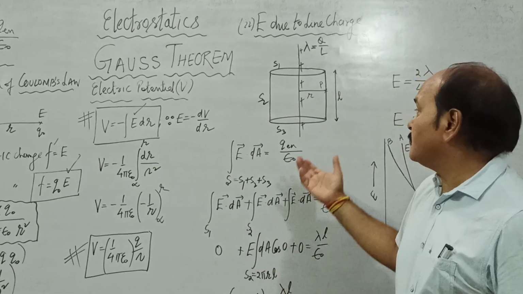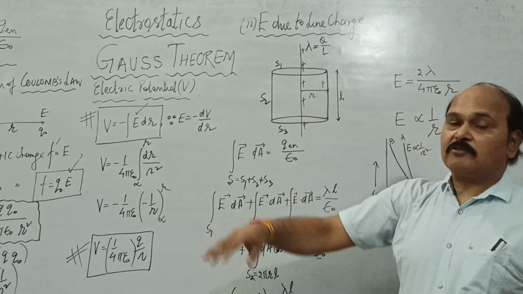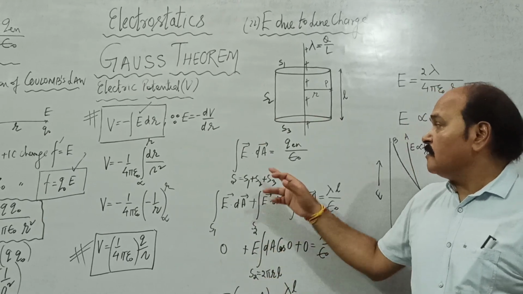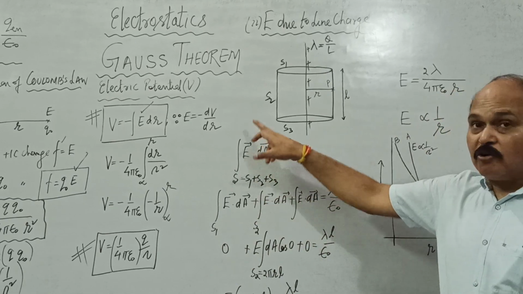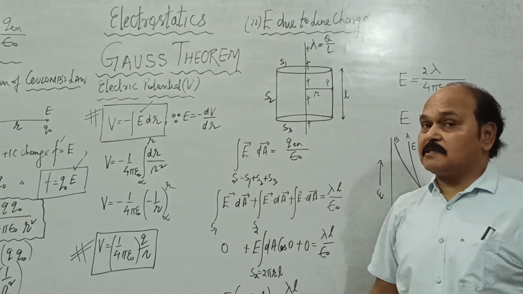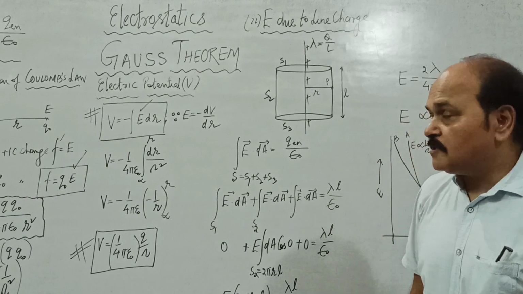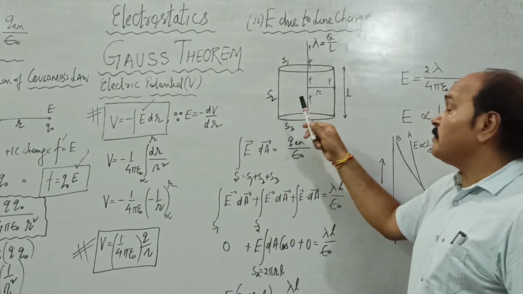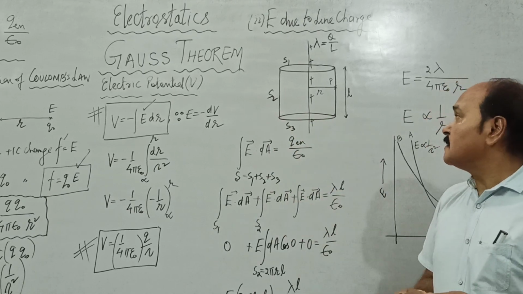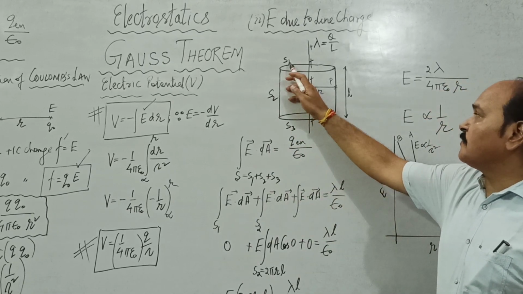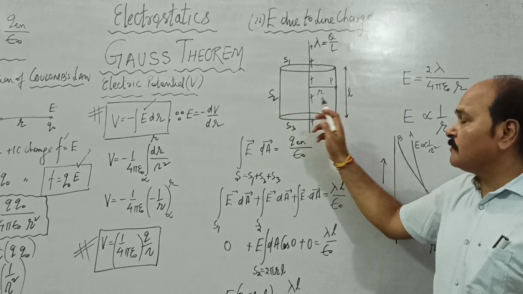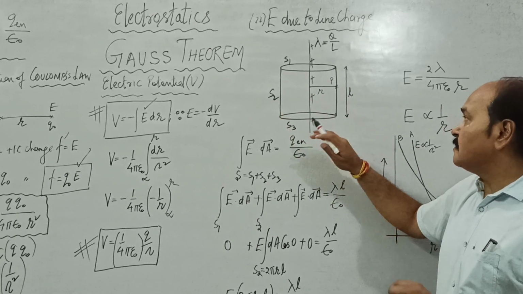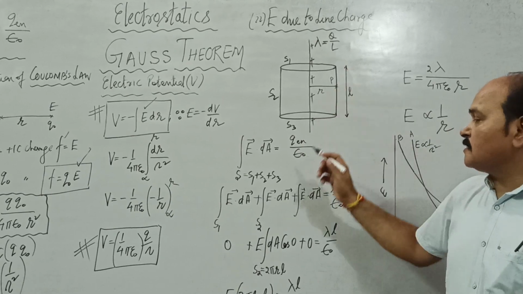Why do we take a right circular cylinder? Why not a sphere? Again, the reason is very simple. We are supposed to find the surface integral of E dot dA over the surface, so the surface has to be chosen such that we are able to do that. This Gaussian surface, in the form of a right circular cylinder, has three surfaces: the top surface S1, the curved surface S2, and the bottom surface S3. These three surfaces together make the Gaussian surface S.